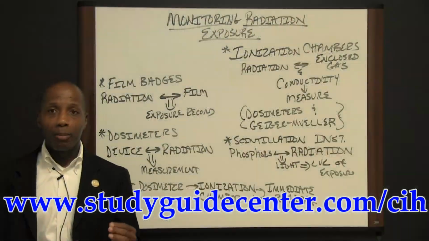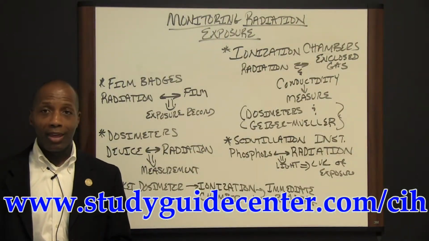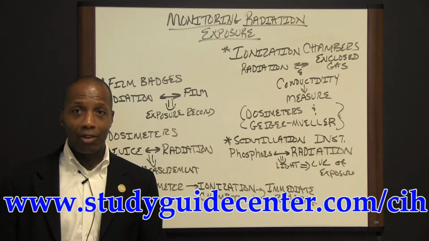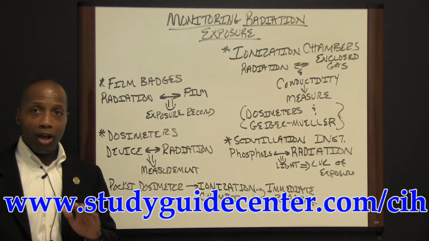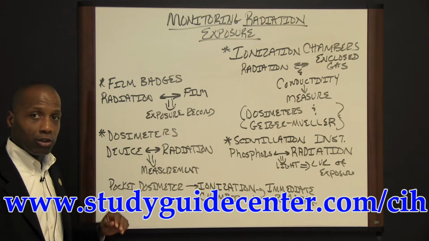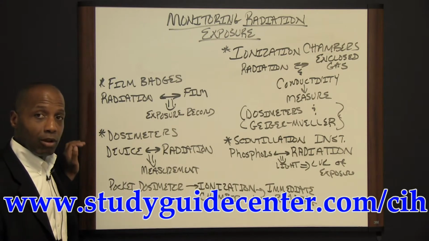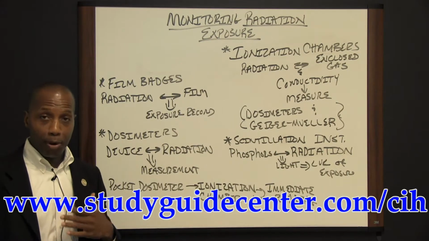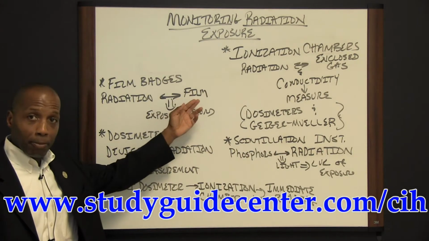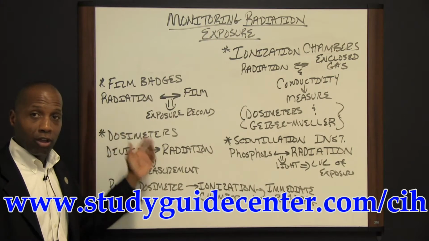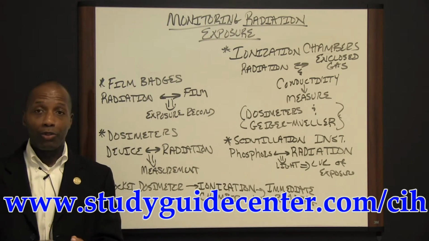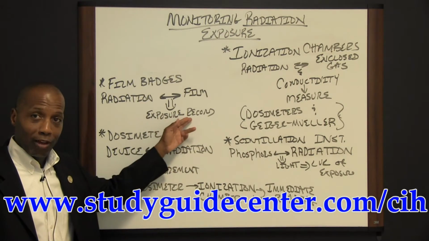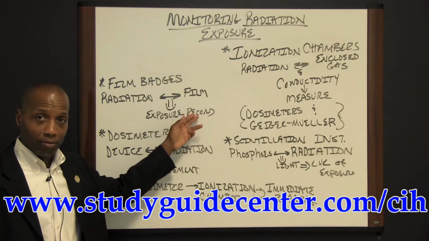There are several different methods and devices used in detecting and determining levels of exposure of ionizing radiation. Now, the two most commonly used devices include film badges and dosimeters. Now, with film badges, which are worn by the person, the film is exposed to the radiation, which creates a reaction within the film, and when developed, produces an exposure level or exposure record.